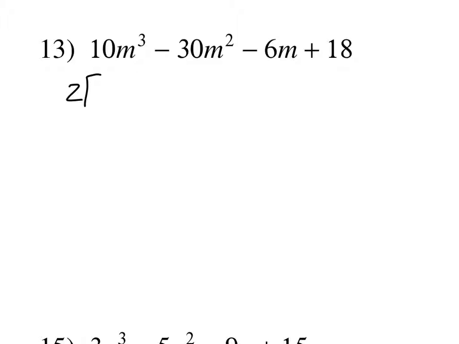And so it's going to be 2 times everything that's left inside. I'm using a bracket so I don't have a whole bunch of parentheses and get confused looking at so many parentheses. Brackets and parentheses mean the exact same thing. Okay, they are totally interchangeable. All right? So 2 times what's left inside here. What do we got? 5m cubed minus 15m squared minus 3m plus 9. Perfect.